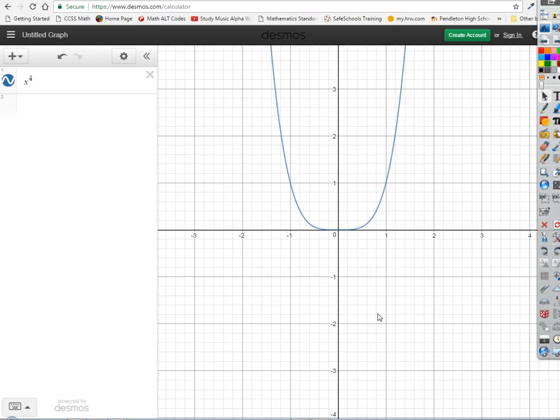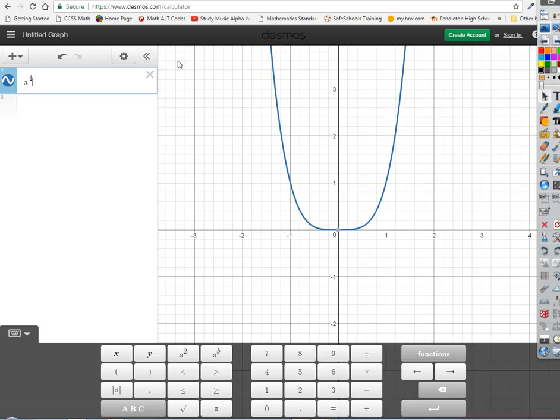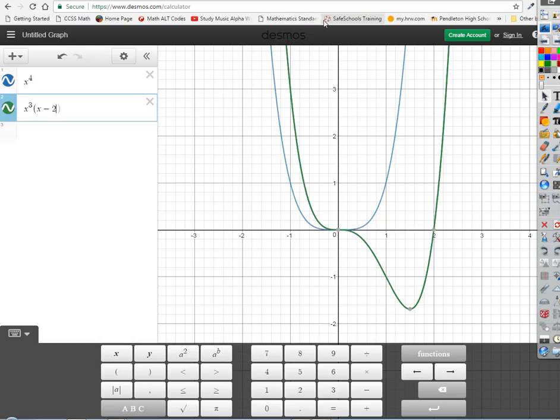Now let's look at the next one. Okay, the next one is x cubed times x minus 2. Okay, that's a little different. So let's fill out this column. We're going to see if we can see some patterns here.